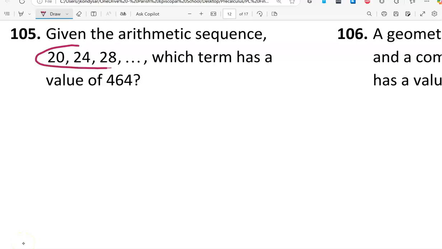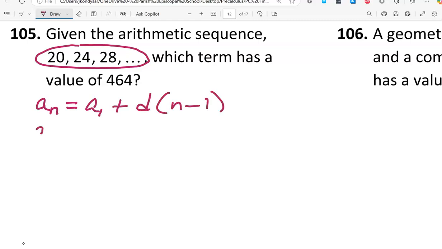In 105, we're given an arithmetic sequence, and so we can observe here that the common difference is 4 because we add 4 to get from one term to the next. So in that arithmetic sequence, the nth term is equal to the first term plus the common difference times n minus 1. And so our nth term is equal to the first term 20 plus the common difference, which is 4, times n minus 1.